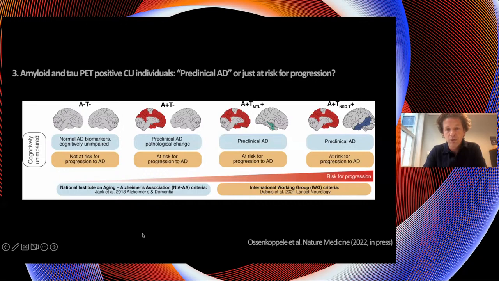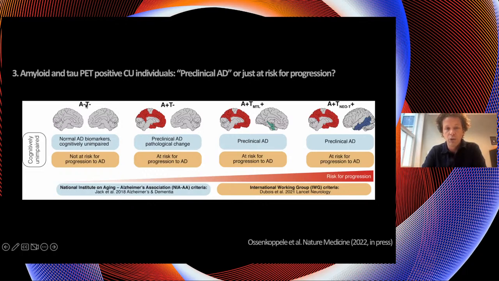And Professor Pirani already mentioned the one set of criteria. So there's a big debate going on in the field about the meaning of cognitively normal people as a function of their amyloid and tau status. And we thought that there was actually not sufficient data to test this. So what we wanted to do was create four different groups.